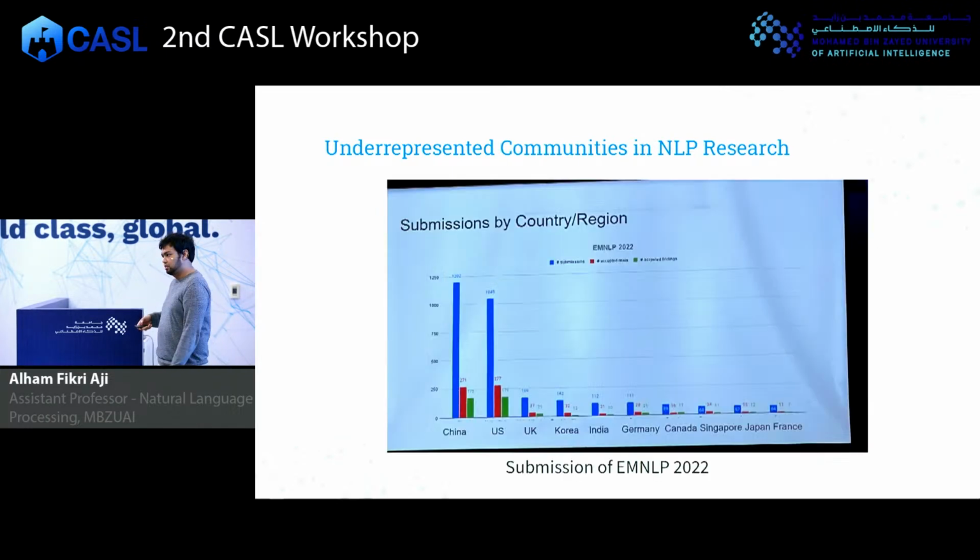Right, and it's not only about the research itself, but also about the people, right? This is a real picture taken a few months ago from EMNLP last year. This is the number of submissions by country, how many people from each country. The majority were from China and the US. We have a couple from the UK, as you can see here, but that's about it, right? If you want to find an author from Africa, it's very hard to find. Or an author from Southeast Asia, it's very hard to find, right?